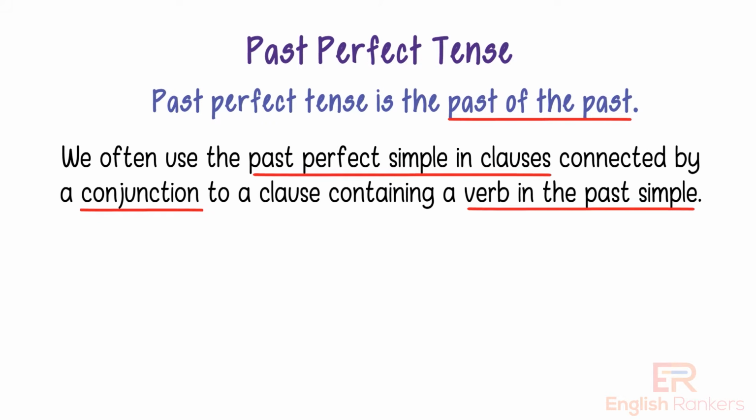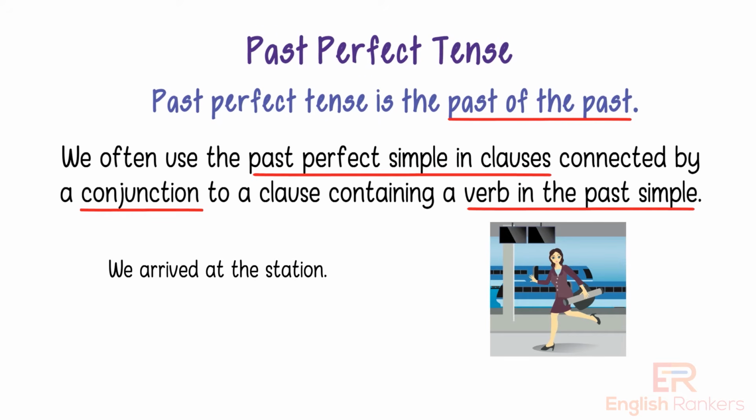Example 1. We arrived at the station. This is a past simple tense. Example 2. The train left. This is also a past simple tense. These are 2 separate sentences and therefore we just use the past simple tense. There is no relationship between these 2 sentences. They are complete in themselves.